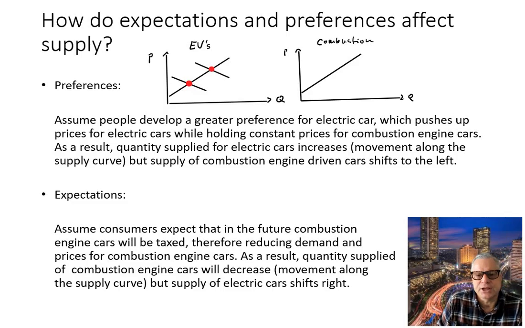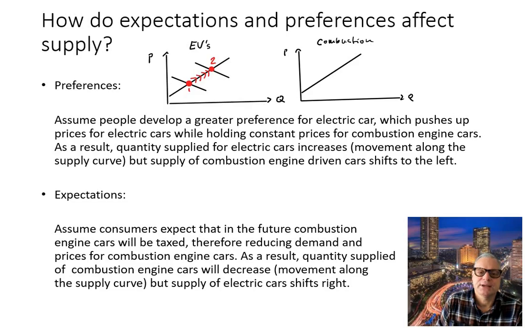And that is an increase in quantity supplied. So we move along the supply curve from the first red dot to the second. So we move from 1 to 2. And that's an increase in quantity supplied.